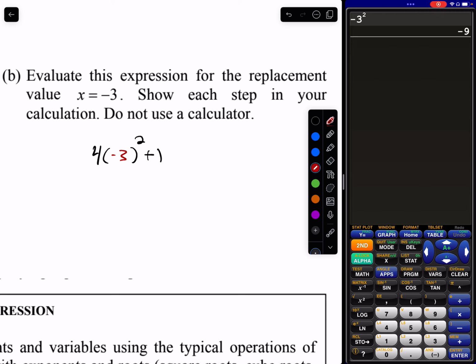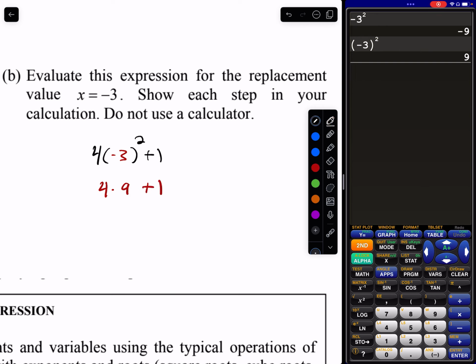So in your calculator, we have to make sure that we substitute parentheses for our value, because then it's going to take -3 times -3, which is +9. Whenever you're using your calculator, make sure you use parentheses. So we've got 4 times 9 plus 1.